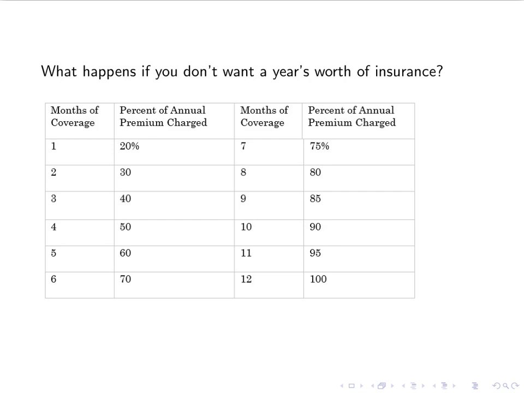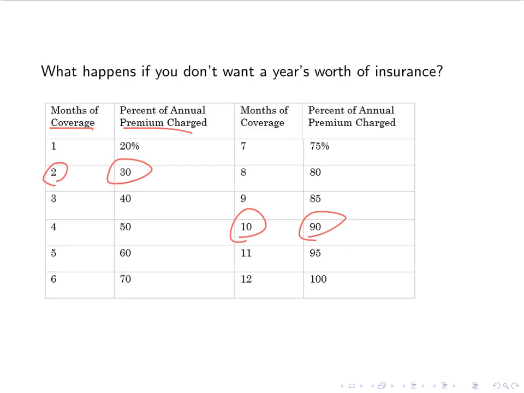And we use this table when the business owner cancels the insurance. Okay. So we have the months of coverage and then the percent of annual premium charge. So it's just a basic percent question. If I cancel after 2 months, I'm going to pay 30% of my annual premium. If I cancel after 10 months, I'm going to pay 90%. But again, this table is only used if the business owner cancels the insurance. If the insurance company cancels, then we just use the percentage of the months that we had the insurance for.